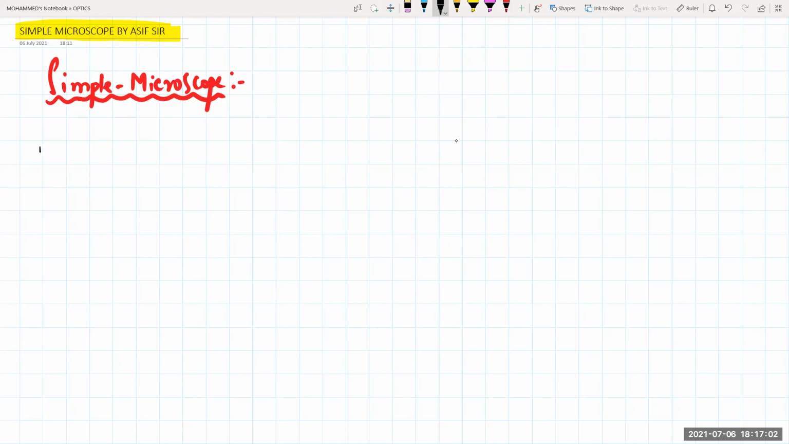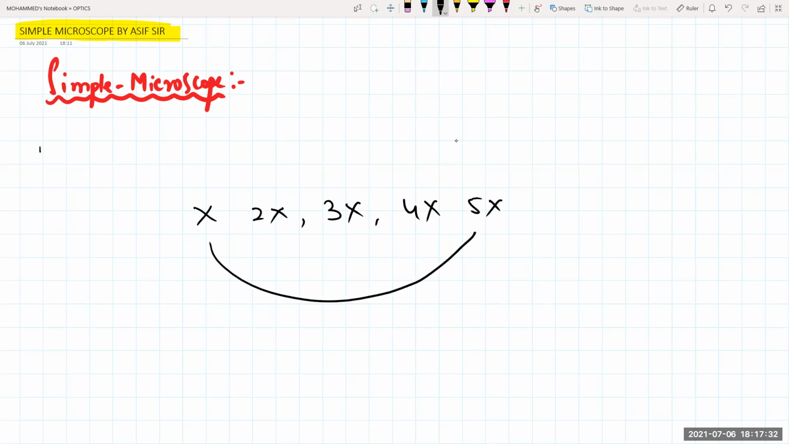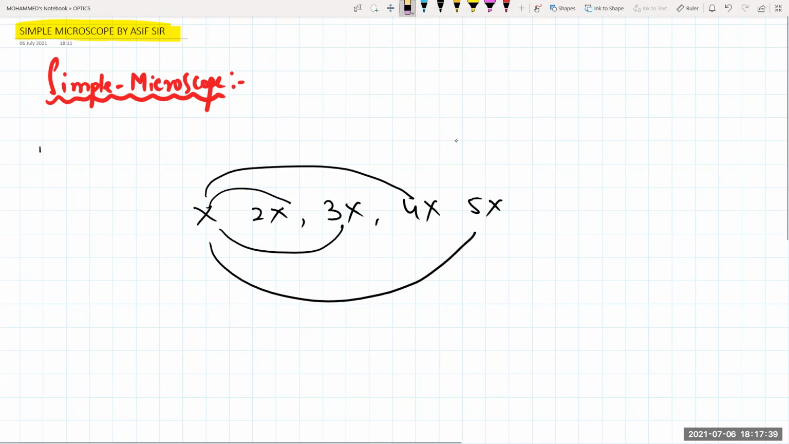So what is a simple microscope? An instrument which increases the size of an object by forming a very large image. Like, if it is x, you can zoom it to 2x, 3x, 4x, 5x to some extent, but not more than that. That means you can increase the size by 2 times, 3 times, or 4 times. In optical instruments, if it is x, you can increase it to 2x, 3x, 4x, 5x. That means x is being increased by 5 times, by 4 times, by 3 times, like that. That's exactly what it means.